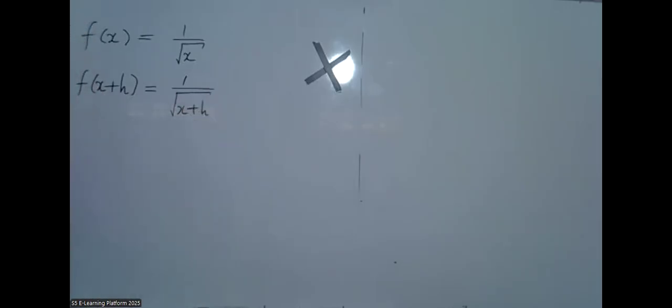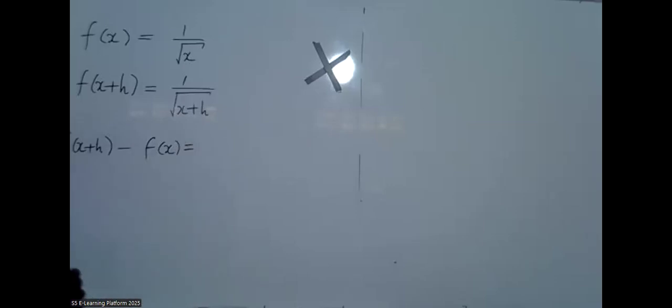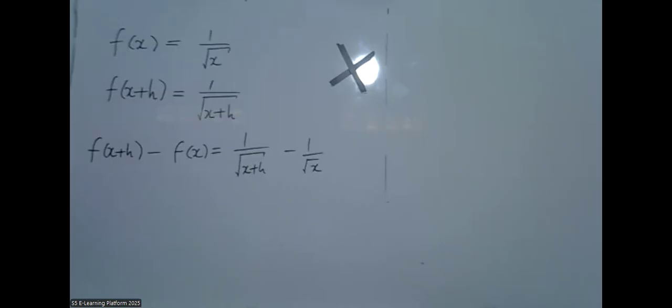Just like that. Once again, we are going to get f of x plus h minus f of x. First get that, so that you don't pile information in one place. First get the simplified form of this one. So that will be 1 over the square root of x plus h, minus f of x, which is 1 over root x. Now first simplify this.